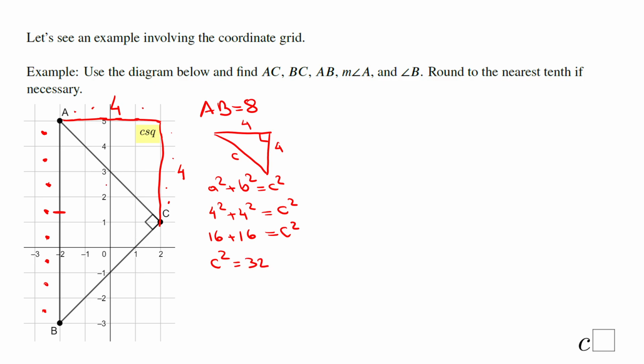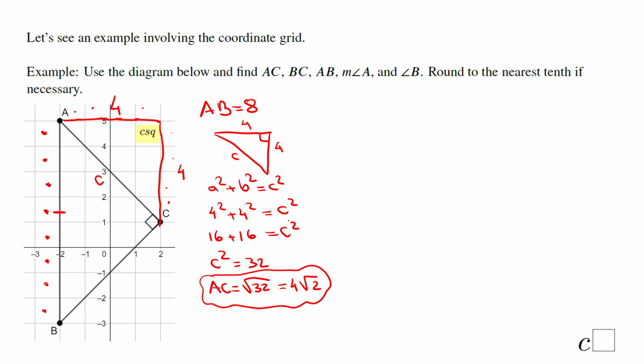In fact, c is nothing else than this side, AC. So AC will be the square root of 32, which we can simplify. That will be 16 times 2, and that will be 4 square root of 2. And I'll leave it like that. If you really need to do an approximation, grab a calculator and do it.